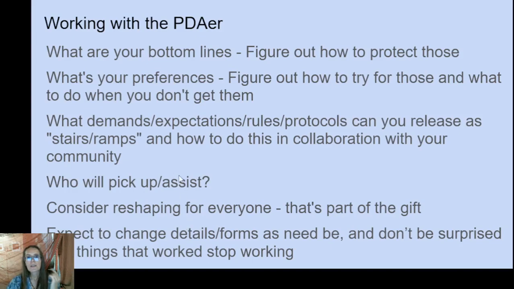So how do we do this in collaboration with our community to figure out what we can actually completely let go of as an exception? But then we also need to figure out who is going to pick up that slack, who is going to assist. And we can consider reshaping for everyone in some cases, which is part of the gift, because we also might discover, hey, when we let go of that rule, everybody prefers it without that rule. We actually don't need that rule for anybody. That can often be part of the gift.